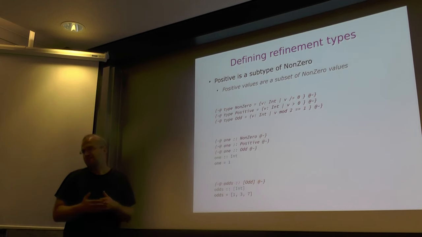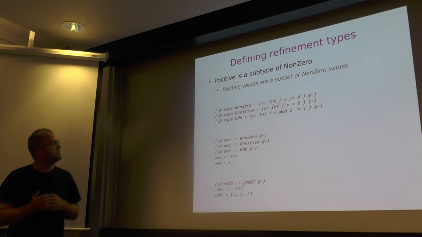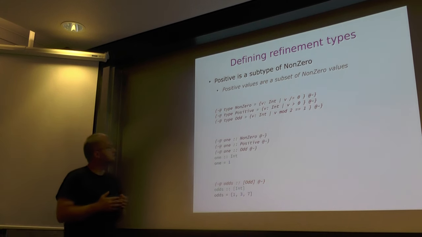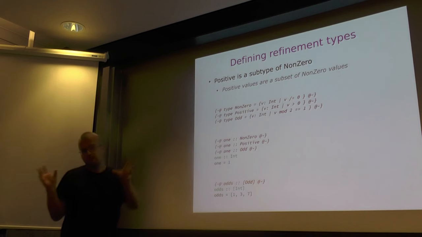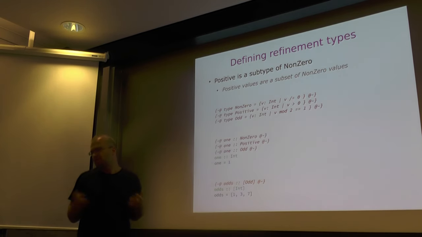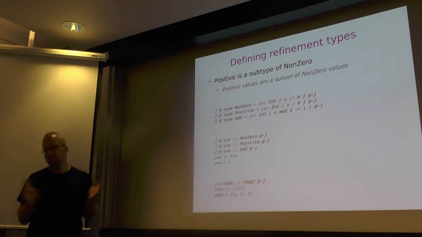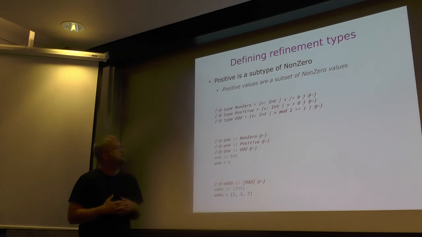So let's look at some examples. This is really the best way to introduce what Liquid Haskell can do. First, how do we define refinement types? In Liquid Haskell, all the refinement conditions are specified inside of comments like this. This also plays well with the fact I mentioned before that you can always remove the entire refinement approach and the program will still be a standard Haskell program. There is no special syntax introduced into the language or anything like that.